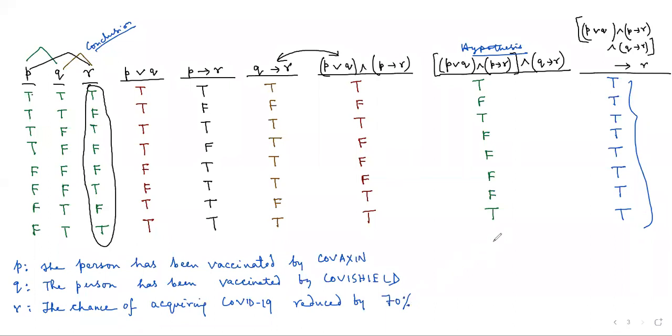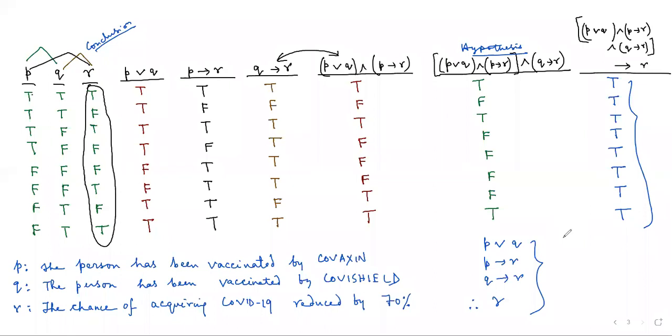So what this set of arguments was telling: P or Q, then we have P implies R, then we have Q implies R, and their conclusion is R. So what does it mean? Now read it out. P or Q means I'm saying the person has been vaccinated either by Covaxin or by Covishield.